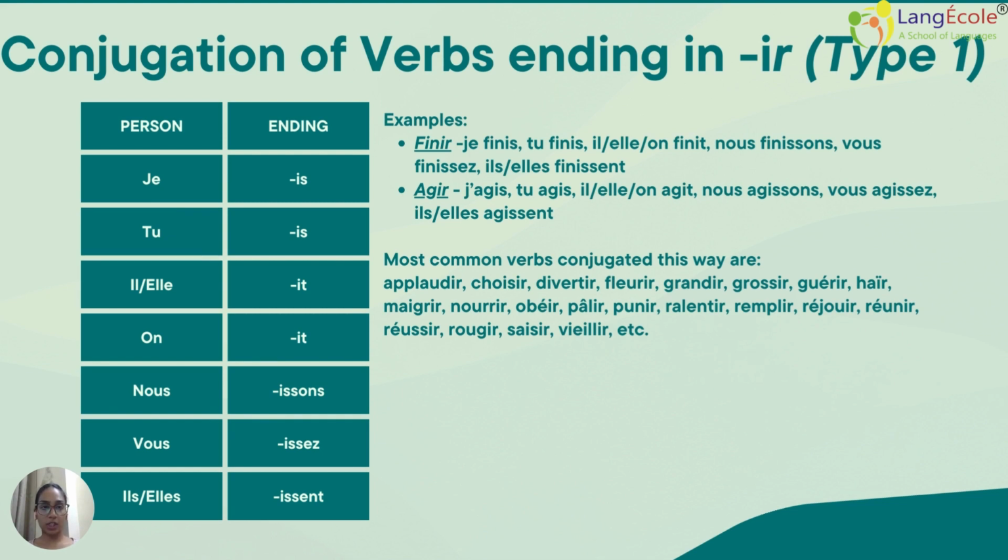Another verb that is conjugated in the same way is the agir verb. Now, the agir verb is conjugated like j'agis, tu agis, elle agit, nous agissons, vous agissez, and elles agissent. Some of the most commonly conjugated verbs this way are applaudir, choisir, grandir, etc.